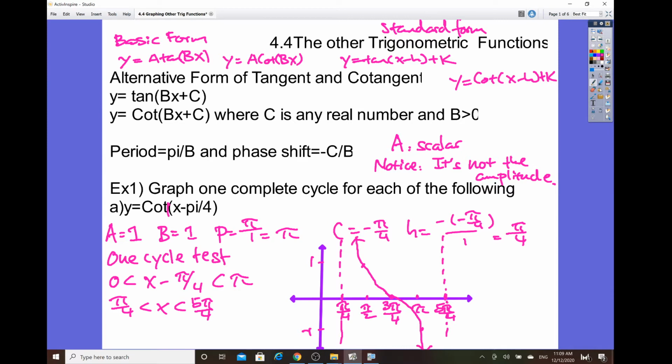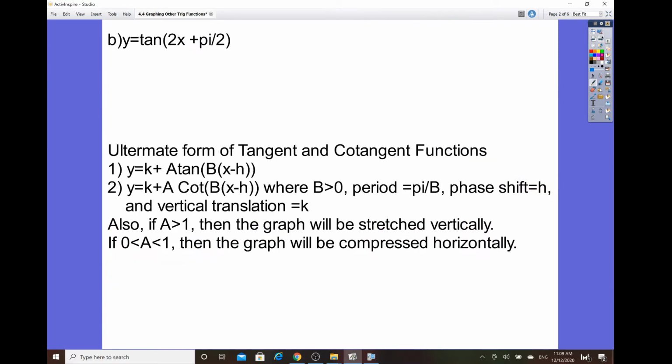Okay, so now the next one, let's see what else we have. So we got cotangent and now tangent. Similar to the cotangent one, the one cycle test of tangent is from negative pi over 2 to pi over 2. So first thing that you want to find out, the value of A, which is 1, and then B, which is 2. Now for those of you not quite sure what to do, you can always factor it first: tangent of 2 times x plus pi over 4.